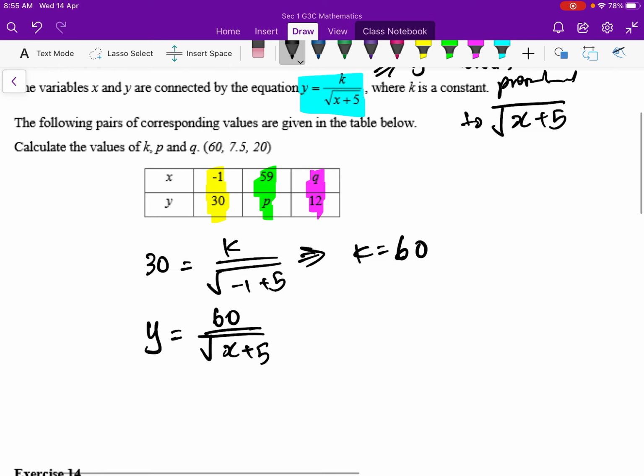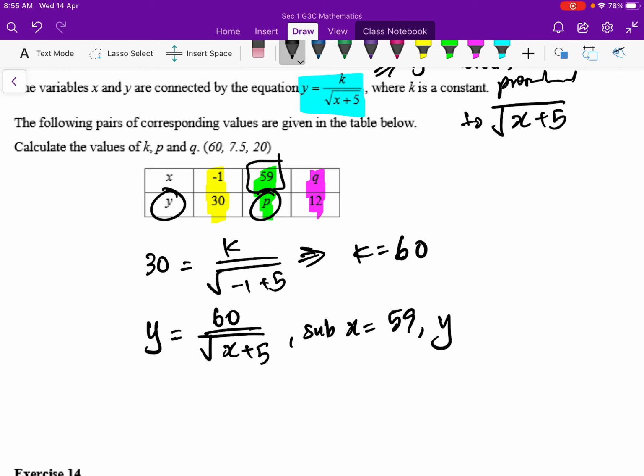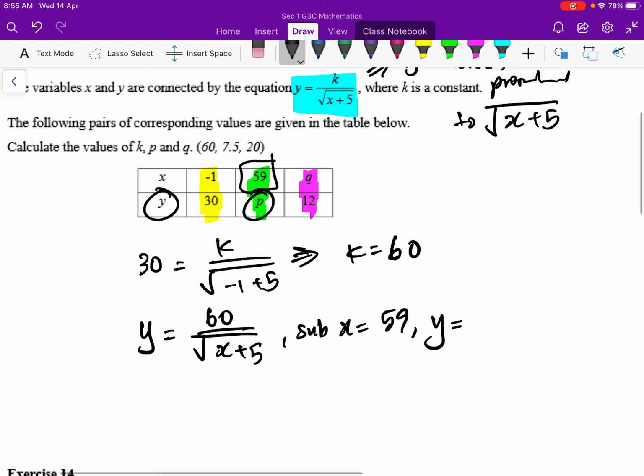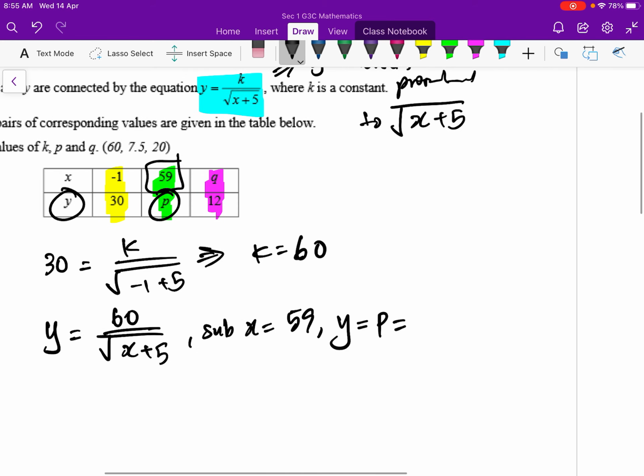It's our updated formula. Okay, so now to find the value of p. P is a y value. P is the y value when x is equal to 59. So substituting 59 to get a y value. So sub x equals to 59. Y equals to, P equals to 60 over square root 59 plus 5. So divided by 8, 60 divided by 8, 7.5.